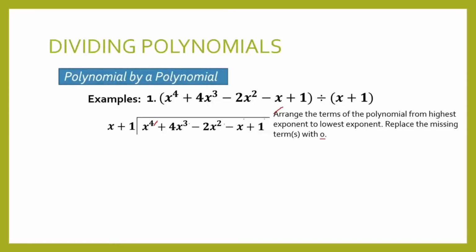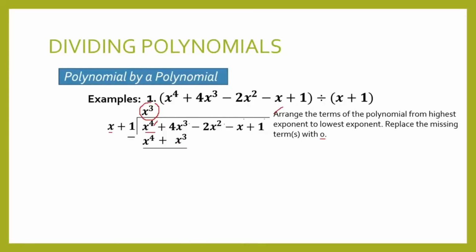So we proceed with our first step, which is to divide the first term by the first term of our divisor. So x raised to 4 divided by x is equal to x cubed. After that, we are going to multiply x cubed to both of our terms in our divisor. So x cubed times x is equal to x raised to 4. So we are going to align it with x raised to 4. Next, we multiply x cubed by 1, and the result is also x cubed.